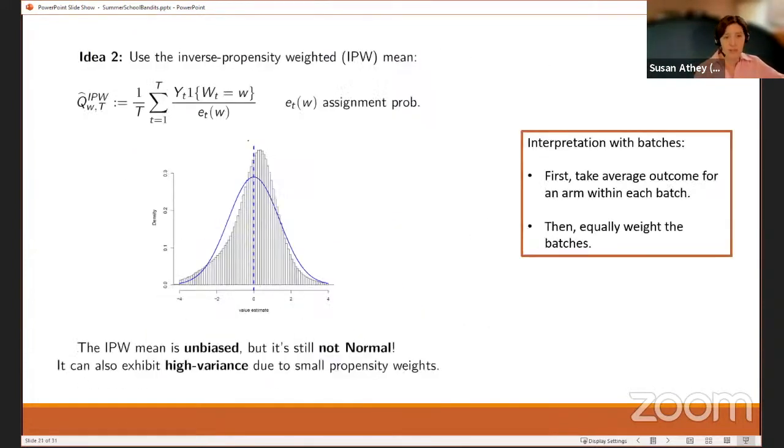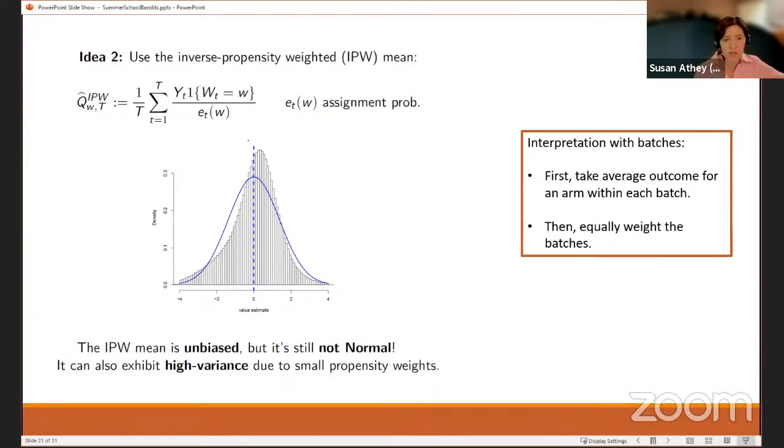So it seemed like this should be the solution. And this is what a lot of the literature had started coming towards: as long as I just equally weight each batch for each arm, or equivalently divide by the propensity scores, then I'm going to get something that's unbiased. But we were doing simulations with those and still not getting right coverage of confidence intervals. And that was where the insight for the PNAS paper came. We realized that this was not going to be normal either.